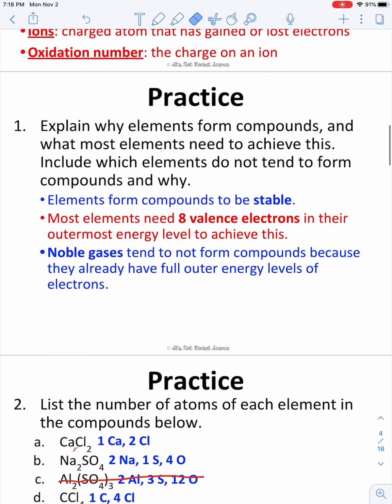Let's look at the practice. So why do elements form compounds? They form compounds because they want to be stable, and they are stable with 8 valence electrons. Remember, 8 valence electrons. 8 is kind of the magic number.